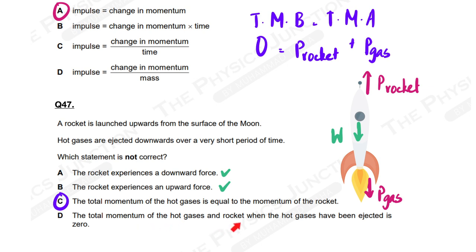Why is this correct? Total momentum of hot gases and rocket when the hot gases have been ejected is 0 because of this equation, right? So this equation says that the total momentum before equals total momentum after, which is also shown here. You can also see this option C, why it's correct. I mean, why basically the statement is wrong in terms of this. This is how the equation would be. So momentum of rocket is equal and opposite to the momentum of the gases.